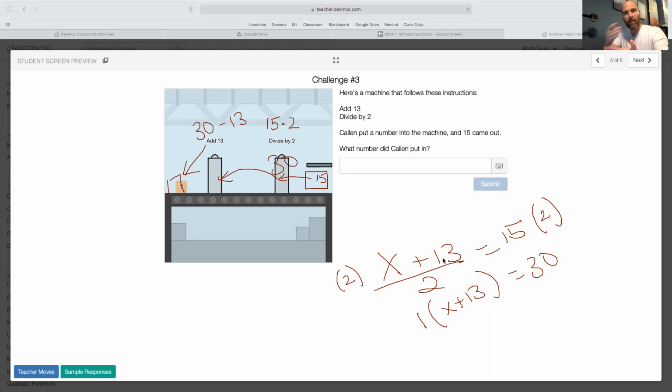And so now the only thing that's happening to my x is it's just being added by 13. I want to get rid of that, so I subtract 13 from both sides. The plus 13 and the minus 13, they combine and make a 0, so they go away. And all I have left is x equals 17.